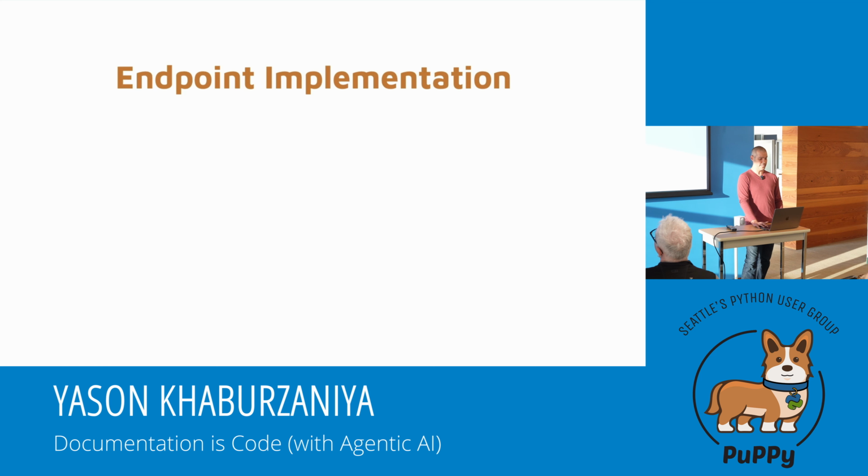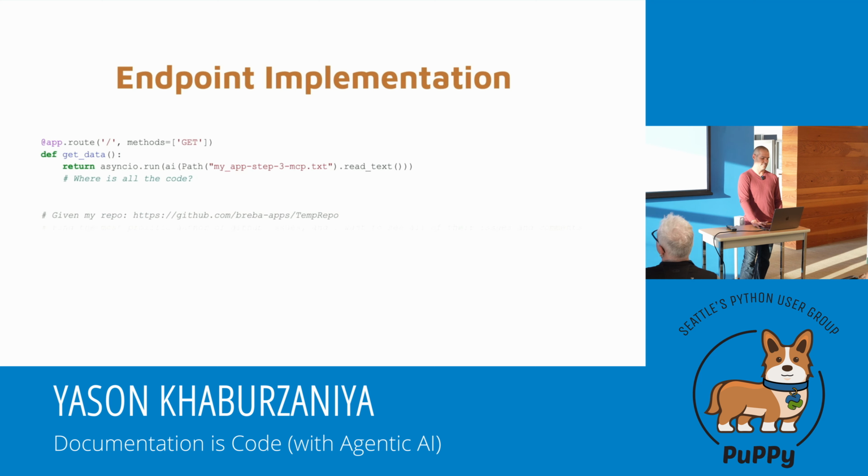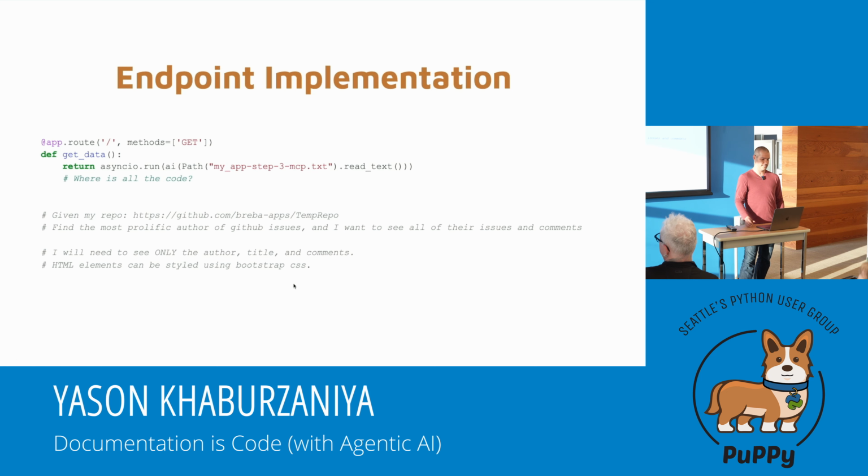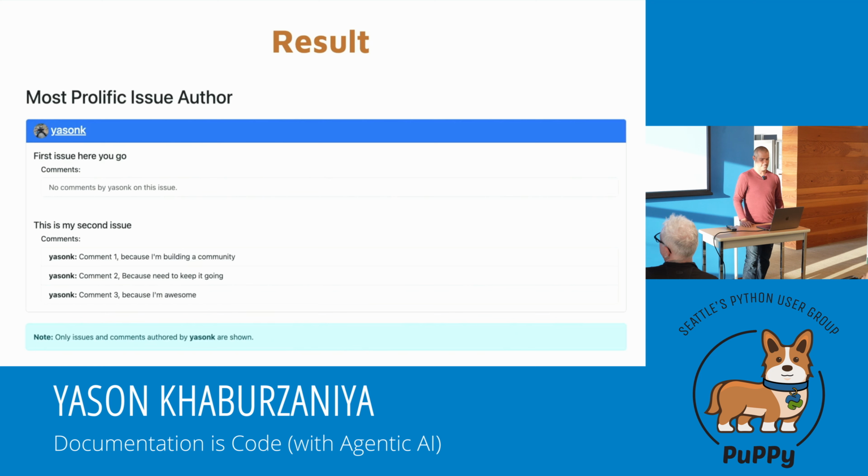All right, so now our endpoint has basically no code. It's just calling our AI helper, and all the instructions are basically in our text file that the manager can now modify. I threw in a little styling here. It says to use Bootstrap CSS, and we get a result that looks a little better, right? We got our comments, we got our issues, and it's actually filtered out a bunch of comments from other people.